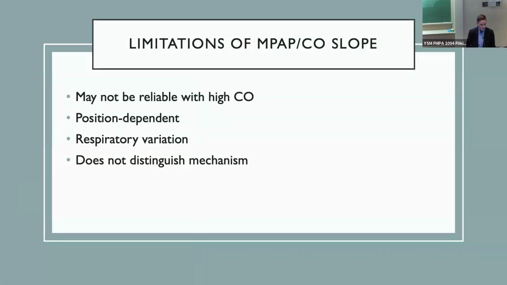There are some limitations of the slope. It may not be reliable at very high cardiac outputs. Slopes increase with age and they vary by posture. So reference values may not be interchangeable during supine and upright exercise. Respiratory swings at peak exercise can also artifactually influence values. And importantly, the slope itself doesn't tell us the mechanism of disease.